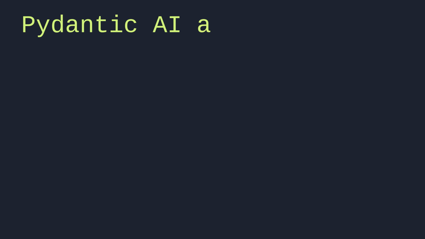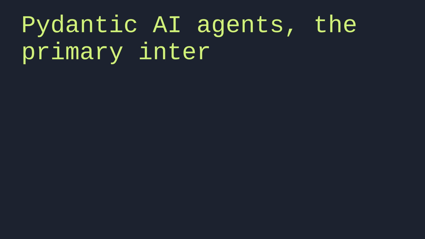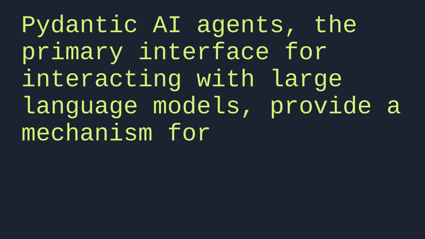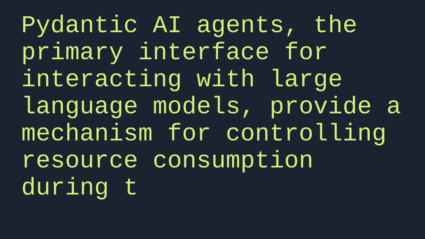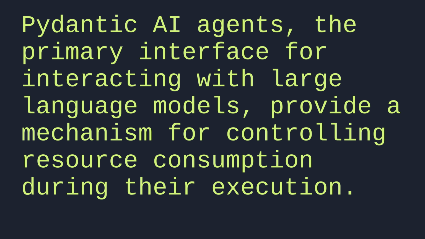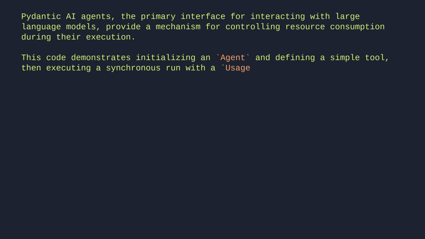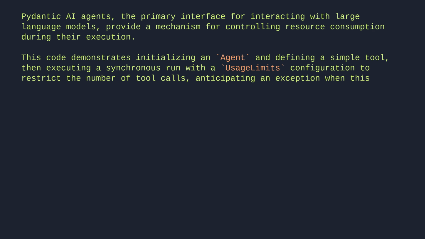Pydantic AI agents, the primary interface for interacting with large language models, provide a mechanism for controlling resource consumption during their execution. This code demonstrates initializing an agent and defining a simple tool, then executing a synchronous run with a usage limits configuration to restrict the number of tool calls, anticipating an exception when this limit is exceeded.